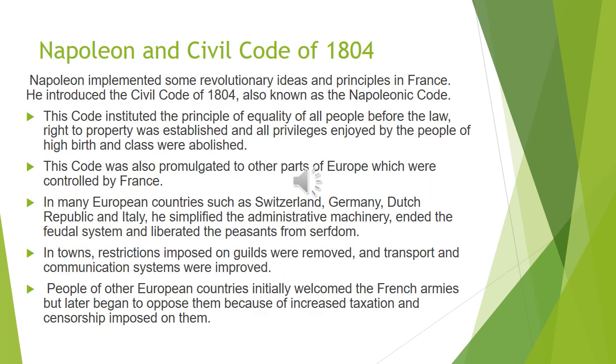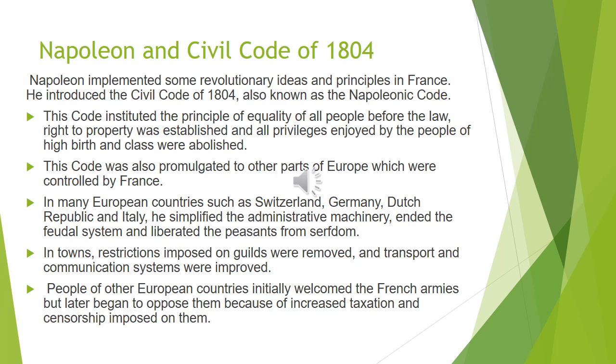Let us now discuss the topic Napoleon and the Civil Code of 1804. As we have studied in Standard 9, after the fall of the Directory in France, Napoleon rose to power and proclaimed himself the Emperor of France in 1804. After that, he implemented some revolutionary ideas and principles in France. He introduced the Civil Code of 1804, also known as the Napoleonic Code. This code instituted the principle of equality of all people before the law, which means equality before law was established.